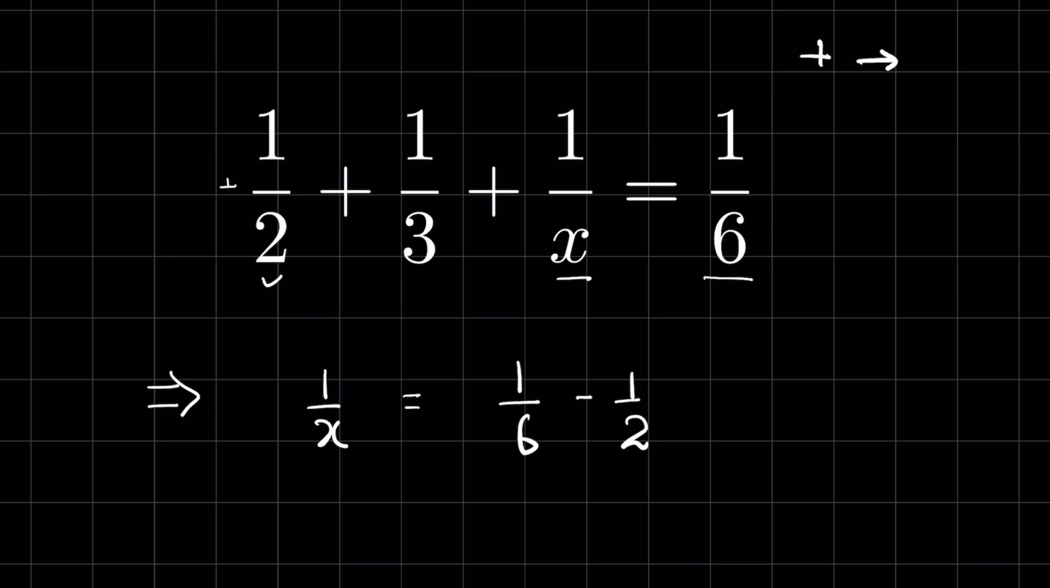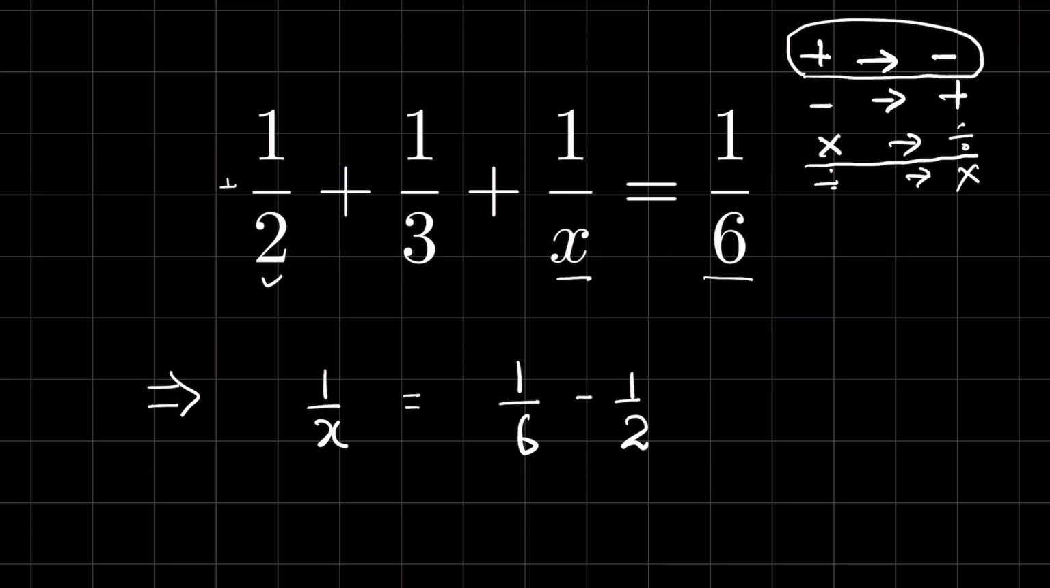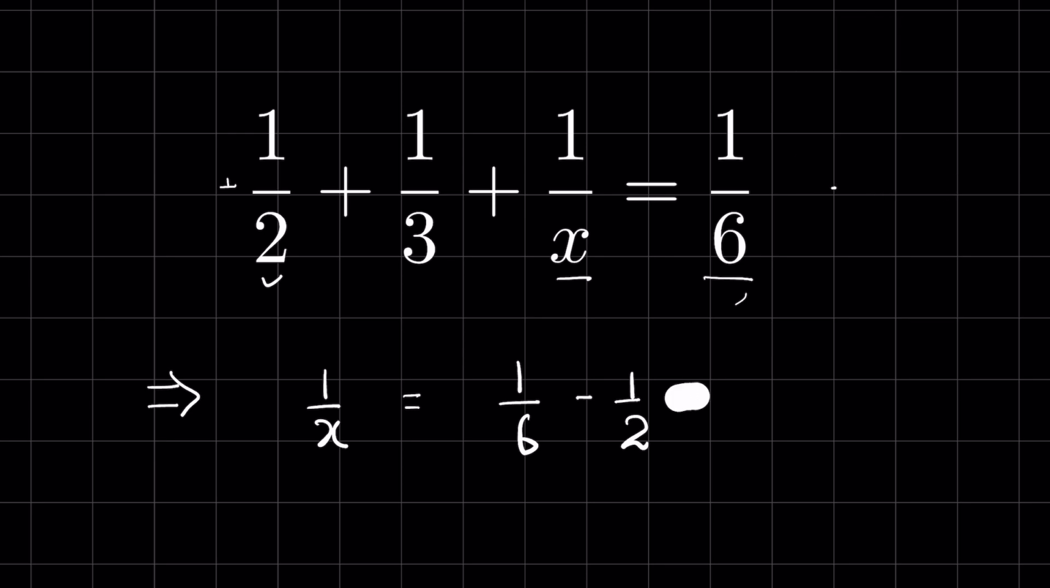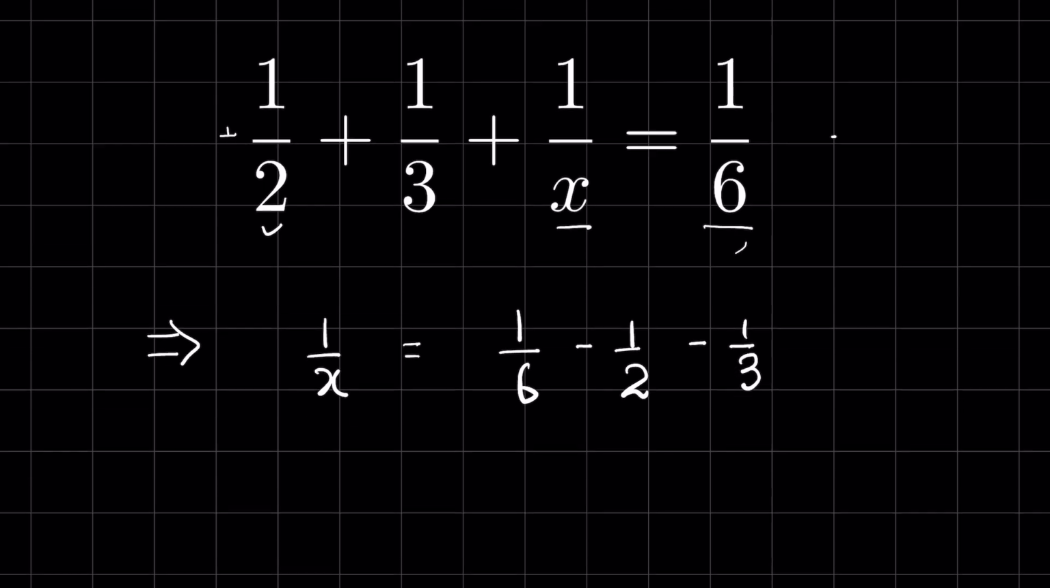Whenever you change the side, positive sign becomes negative, negative sign becomes positive, multiplication becomes division, and division becomes multiplication. Multiplication and division are reciprocal actions, so they change, and addition and subtraction are reciprocal actions. You change the symbol whenever you change the side, whether you change from left to right or right to left. Now here it will be minus 1 upon 2, then minus 1 upon 3.